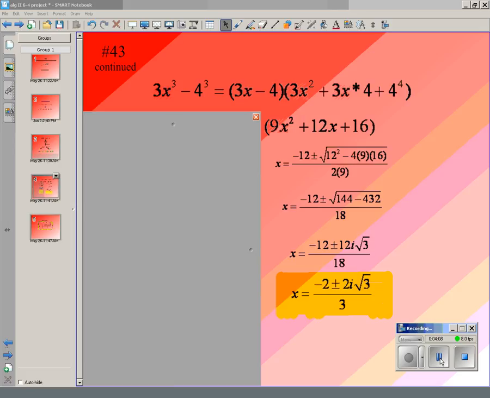You now have your answer of x equals negative 2 plus or minus 2i times the square root of 3, all over 3. You get this because you can reduce the 12, the 18, and the other 12 to negative 2, plus or minus 2i, and 3. You reduce them all by 6.